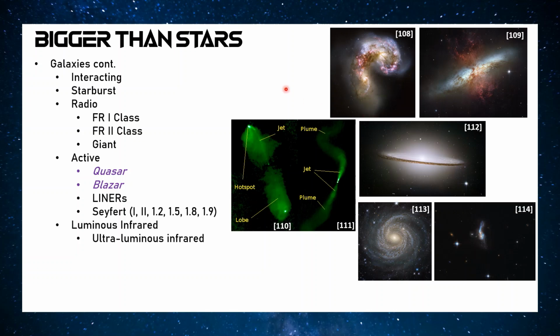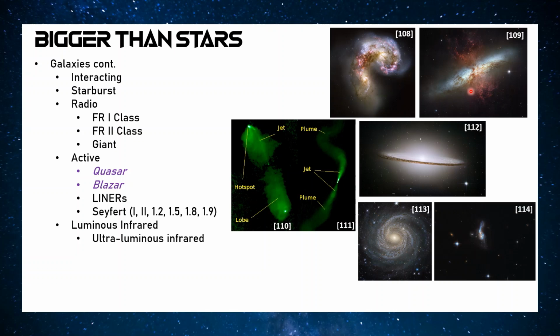There's a thing called a starburst galaxy. Those are galaxies that form stars at an exceptional rate. They only last for a comparatively brief period of time on a cosmological scale, about 10 million years. Here's an example of a starburst galaxy.